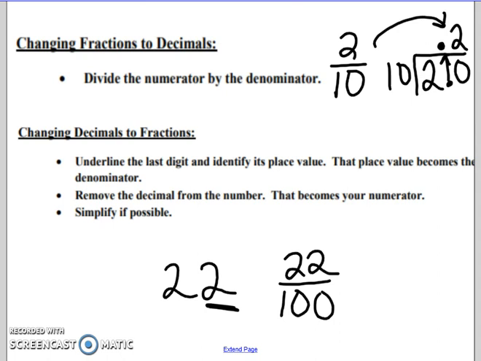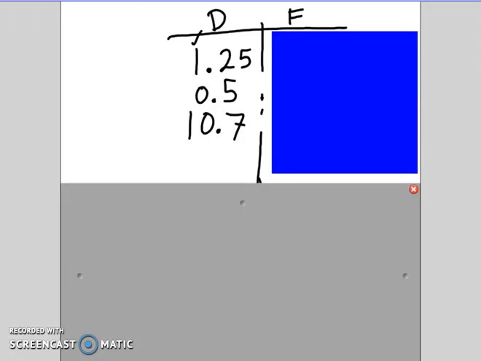Super, super easy. Okay, so let's do some examples. Let's try some examples. Go ahead and take these decimals and turn them into fractions. See if you can pause the video and try it on your own.